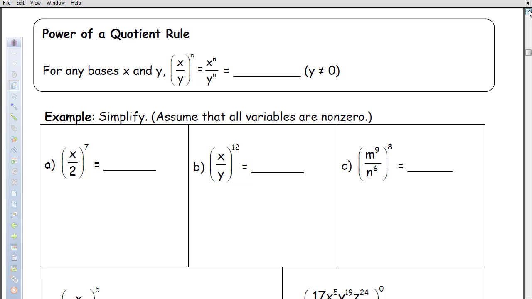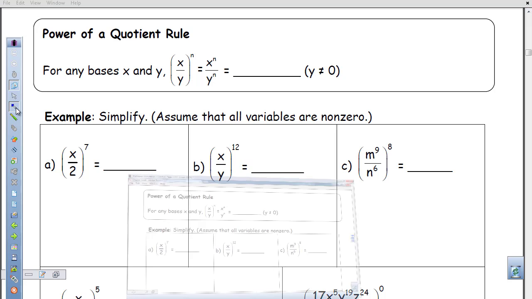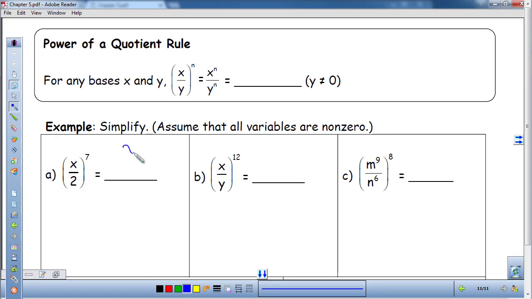Okay, so if I wanted to apply that here, we get x to the 7th over 2 to the 7th. Okay, and 2 to the 7th is what? 128. Okay, so x to the 7th over 128. All right, we've got x over y to the 12th. So this is x to the 12th over y to the 12th.